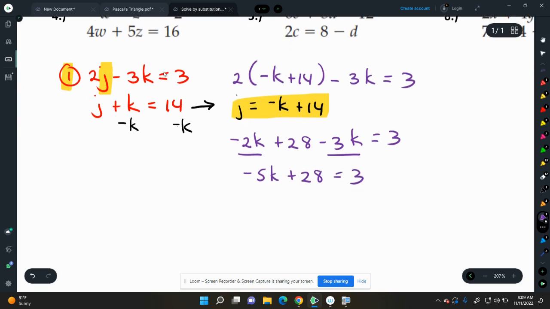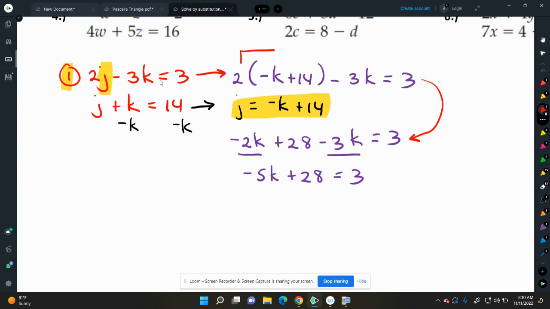I just didn't comprehend it. Which part? Where I got from here to here? All I did was distribute the 2. Oh, how I got there. Okay, so it's 2J, but we just figured out what J equals. J equals negative K plus 14. So we take that negative K plus 14 and we stick it in for the J. That's where the word substitution method comes from.